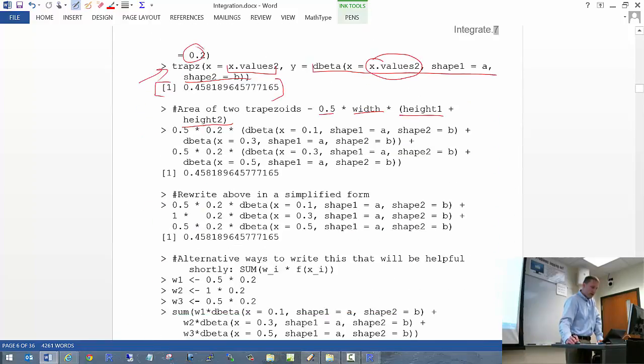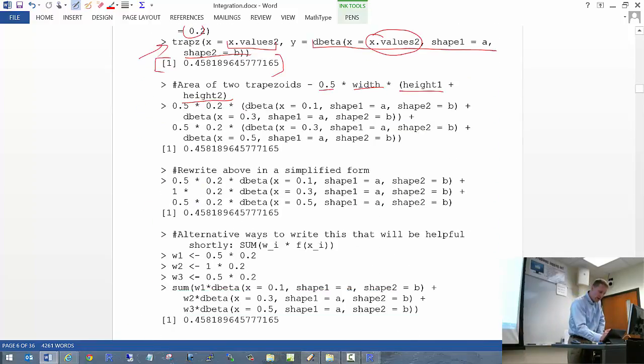So when I do all that, notice how I get my heights using the dbeta function. Here's the plus there, so this is h1, here's h2. I do all the math and I get exactly the same as what the trapz function gave us. Now the reason why I wanted to emphasize this is so that we can rewrite it a different way. And again, this is going to help us motivate how the quadrature stuff works.